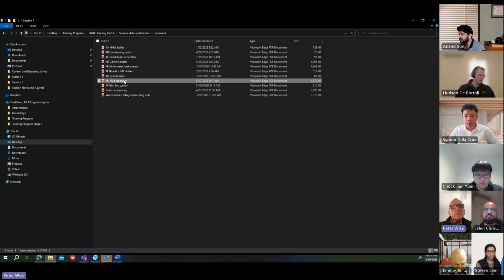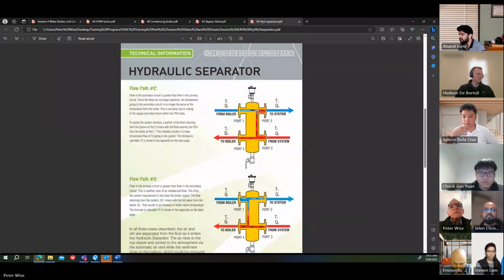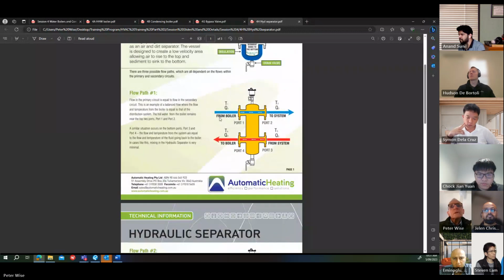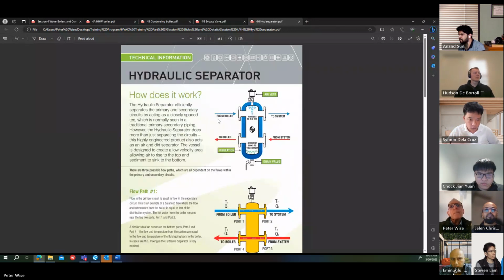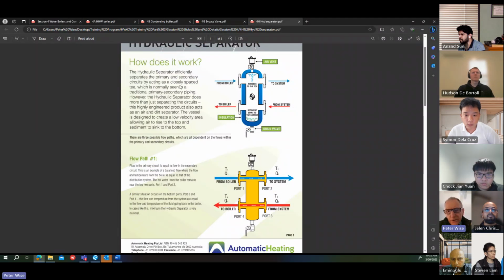It looks like this. Again, you can Google this. You can Google hydraulic separator, and this will come up, and you can have a read through all this, and I'll briefly go through it. But basically, you've got 4 connections. You've got 2 for the primary side from the boiler to the boiler, and 2 for the secondary side. So 1 to the system and 1 back from the system. And this is basically a tank, a bit of pipe with some nozzles on it or flanges.